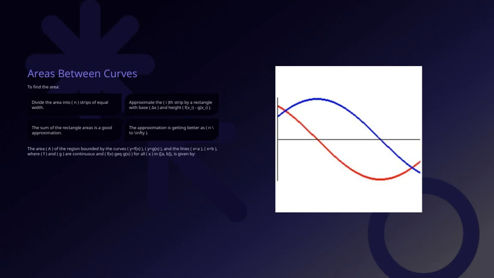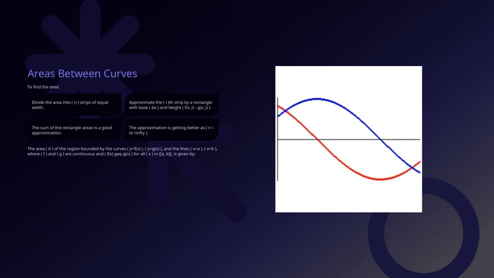The approximation is getting better as n approaches infinity. Essentially, as we increase the number of strips, our estimate of the area becomes more accurate. Now, imagine dividing the region between the curves into these small strips. Each of these strips can be approximated by a rectangle, where the base of each rectangle is delta x, the width of the strip, and the height is the difference between the functions at that point, which is f(xi) minus g(xi).